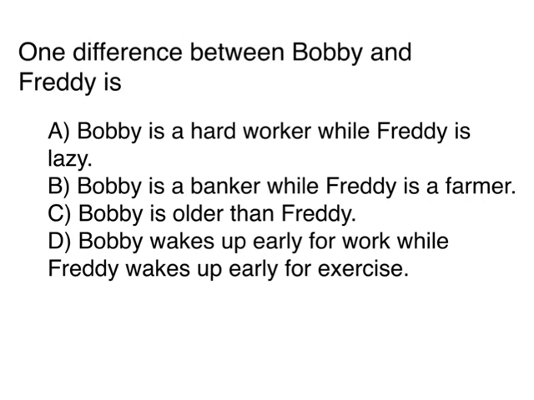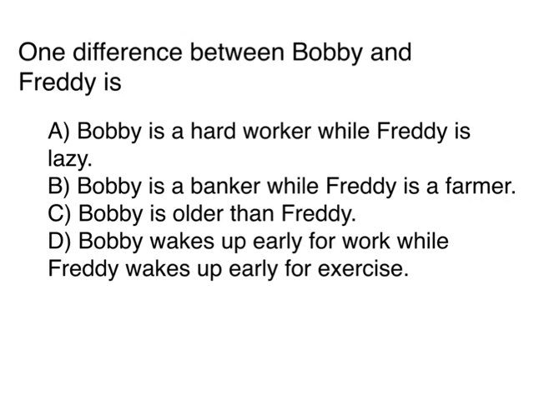Now let's look at a sample question. One difference between Bobby and Freddie is A. Bobby is a hard worker while Freddie is lazy. B. Bobby is a banker while Freddie is a farmer. C. Bobby is older than Freddie. And D. Bobby wakes up early for work while Freddie wakes up early for exercise.